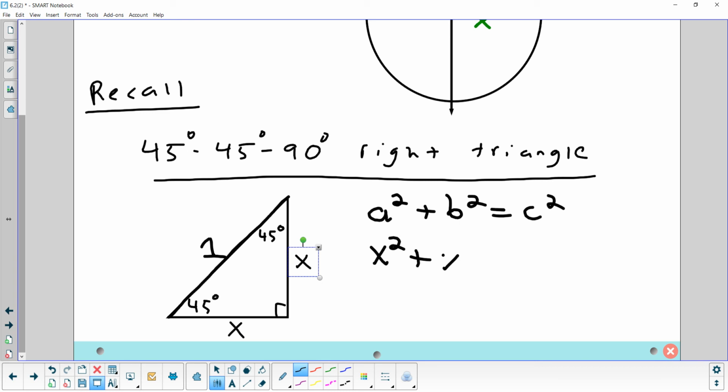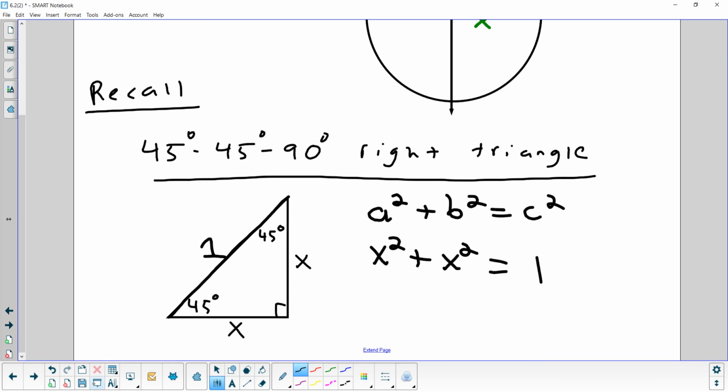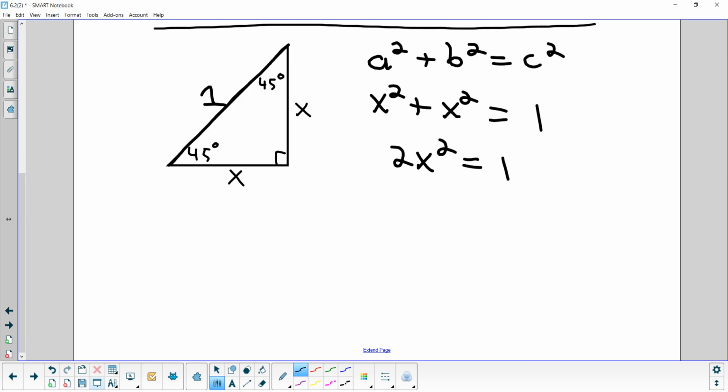x squared plus x squared equals, and I'm just going to do that out, 1 squared is 1. How about, Casey, what's x squared plus x squared? 2x squared. Yes, good. 2x squared. All right. Ashley, what would be my next step to get x squared by itself? Divide by 2. Yep, divide by 2 on both sides.